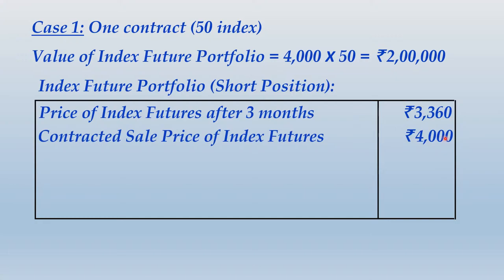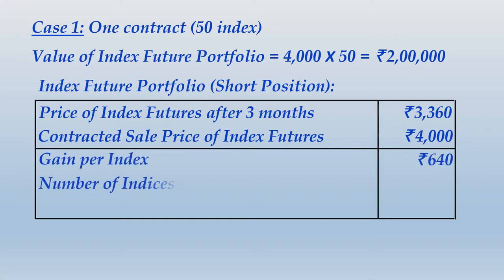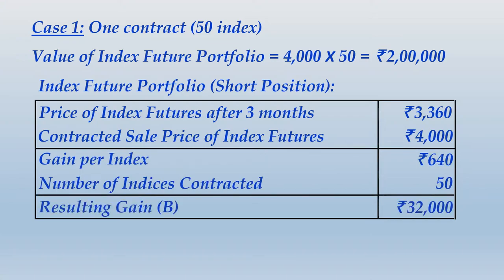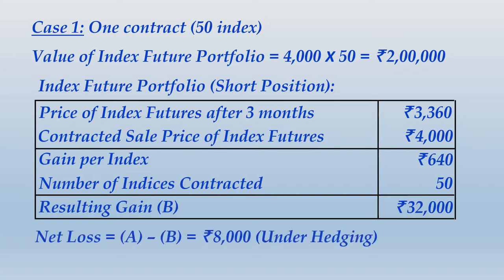You have taken a short position at 4000, on settlement the price is 3360, your gain per index is 640 multiplied by 50 indexes, and that would give you a total gain of 32,000. But over there you have incurred a loss of 40,000. So your overall net loss will be 8,000. You are not able to achieve a perfect hedge because you have gone for under hedging, and the reason for under hedging was very clear. You wanted 62.5 index, but you have taken a contract only for 50 index because of the limitation in the number of index per contract. So please take a screenshot of this as well, and then I take you ahead.